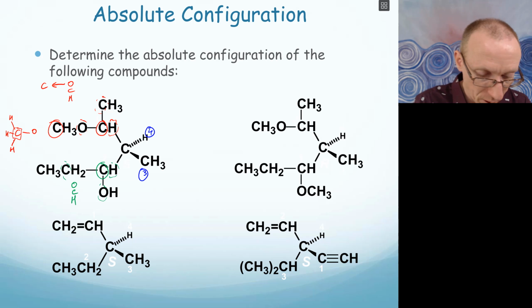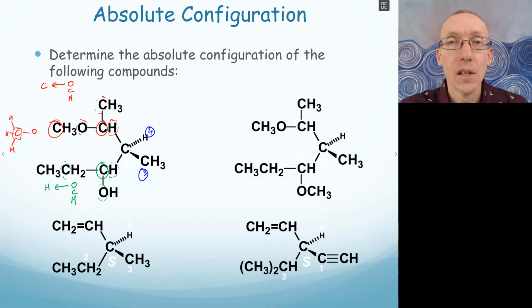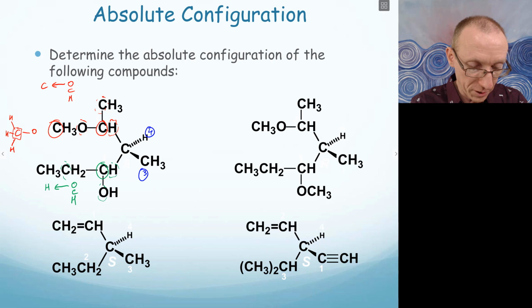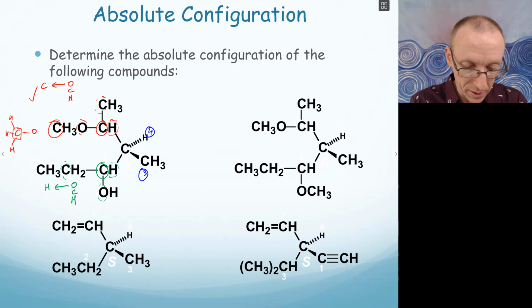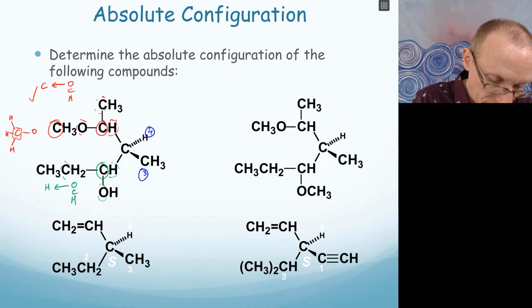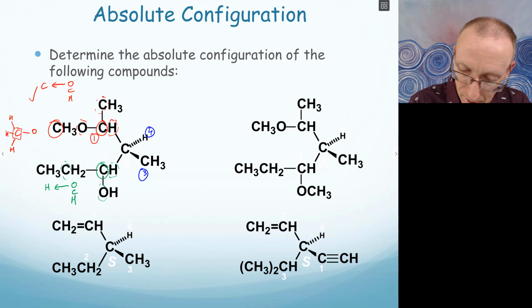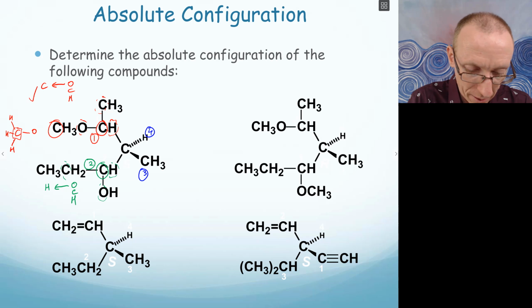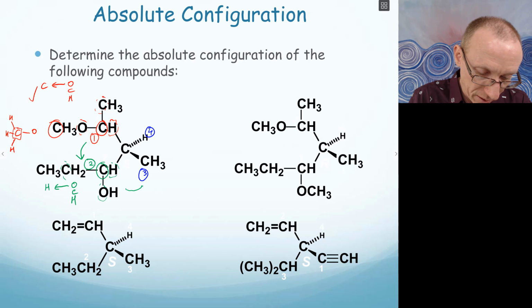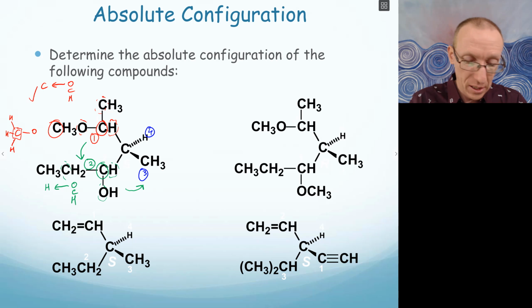Whereas on the green group, we're going out from the highest priority group to a hydrogen. So that hydrogen is versus a carbon, and so we know that this group will be the higher priority of those two. So this should be 1, this whole group here, and this group over here should be 2. And so we've got the lowest priority group at the back. We're going from 1 to 2 to 3 in an anti-clockwise direction. So anti-clockwise is S. So that should be the S isomer.